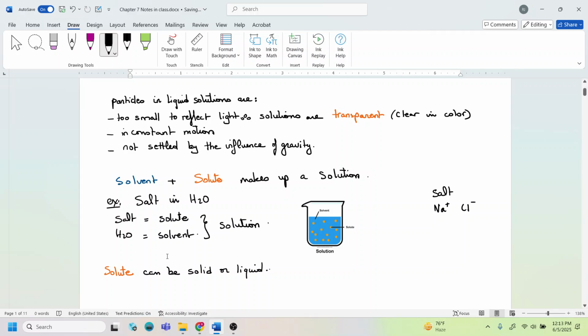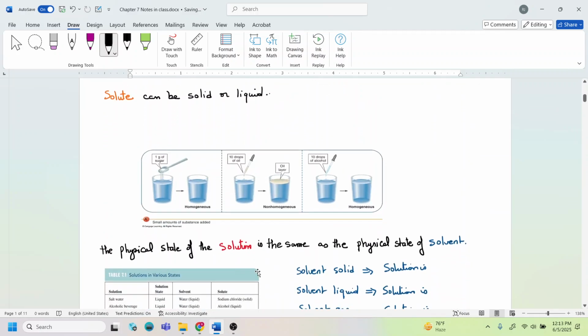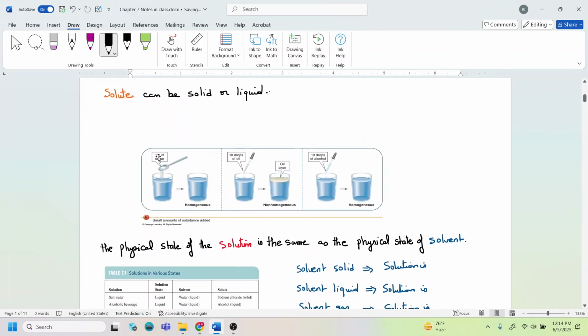Okay? Now, solutes can be solids, liquids, or gases as well. So let's take, for example, sugar. It doesn't matter how much sugar is in there. Sugar is solid, right? So if you take a teaspoon of sugar and dissolve it in water, the sugar is going to be completely dissolved in water. There's no precipitate in there. So I would say that this is a homogeneous solution.